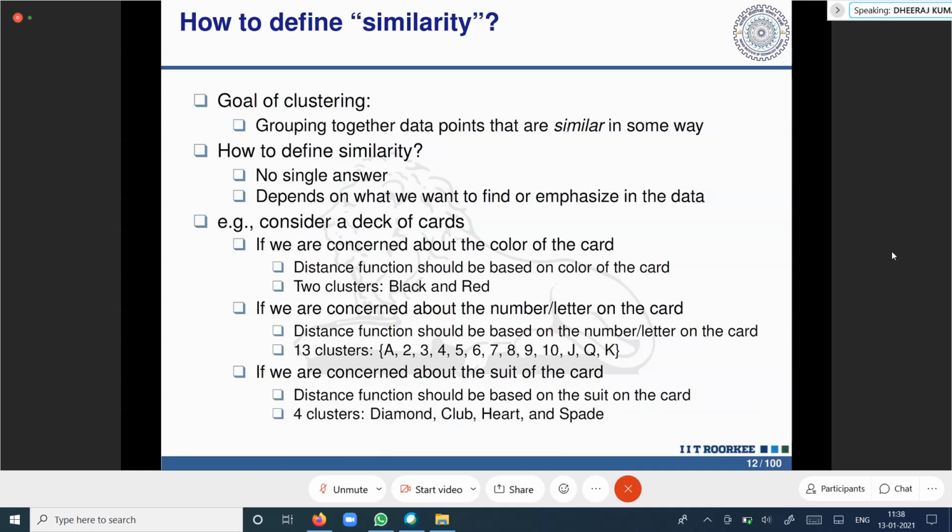And if we are concerned about the suit of the card, or the shape that is drawn on the card, then the distance function should be based on that. In that case, we will have 4 clusters: diamond, club, heart, and spade. So you can see that for a single data set, we can get different clusters based on how we define the distance measure, or what is more important to us for these clusters.